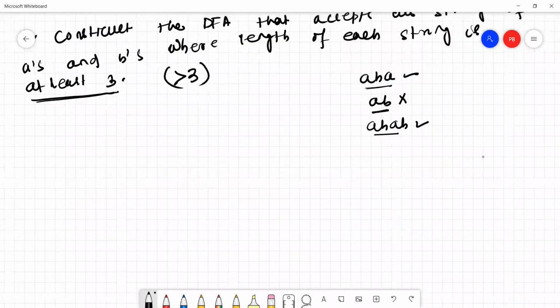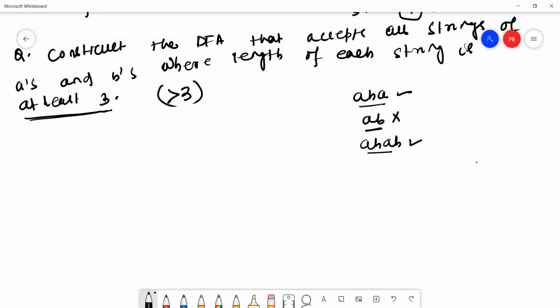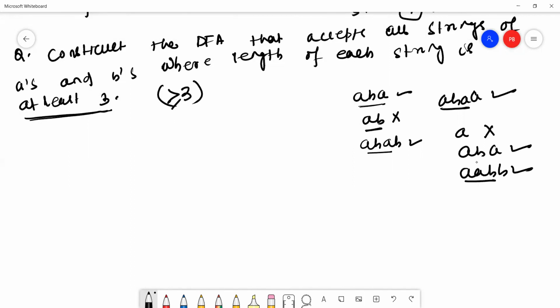At least 3 means the length of the string must be greater than or equal to 3. Suppose A, B, A, it is valid. Suppose A, it is invalid because the length is less than 3. Suppose A, B, A, A, it is a valid string. Suppose A, B, B, A, it is a valid string because the length is greater or equal 3.